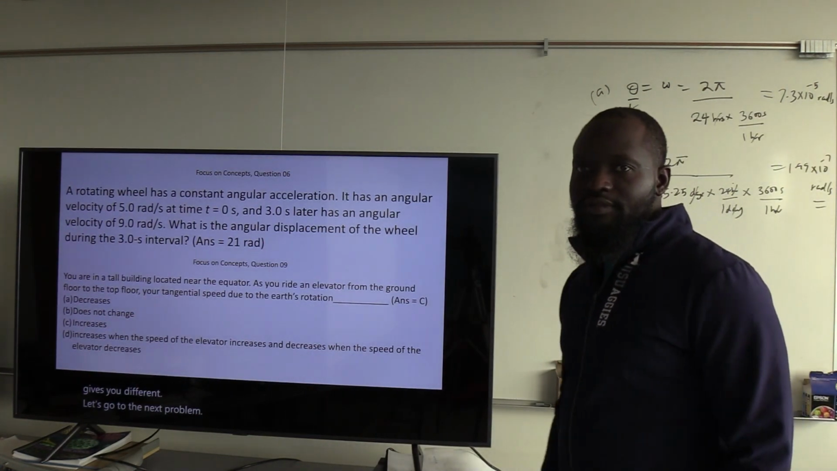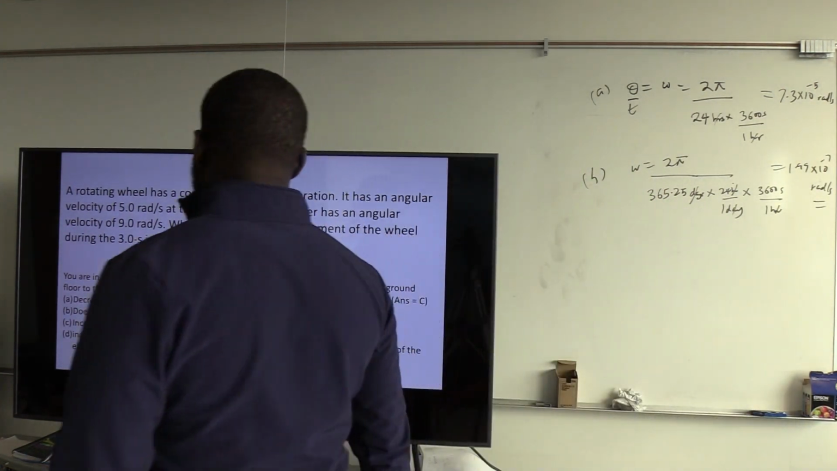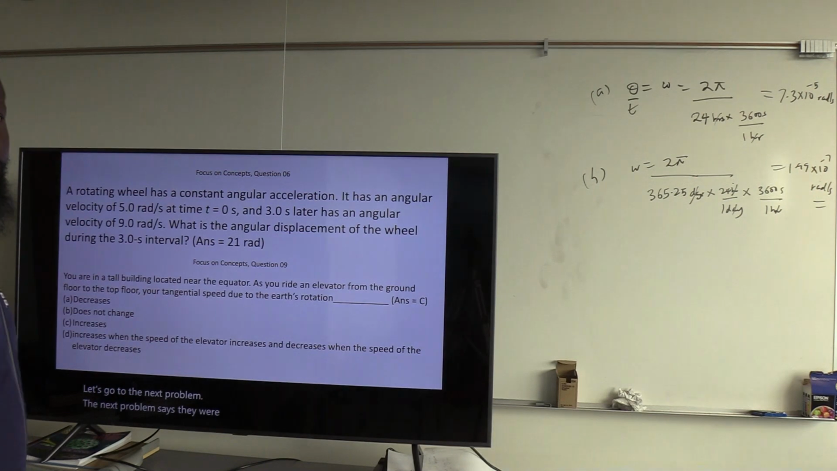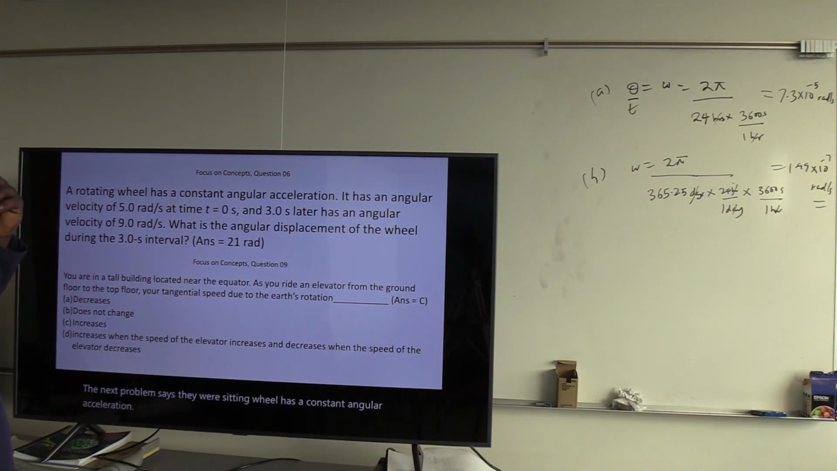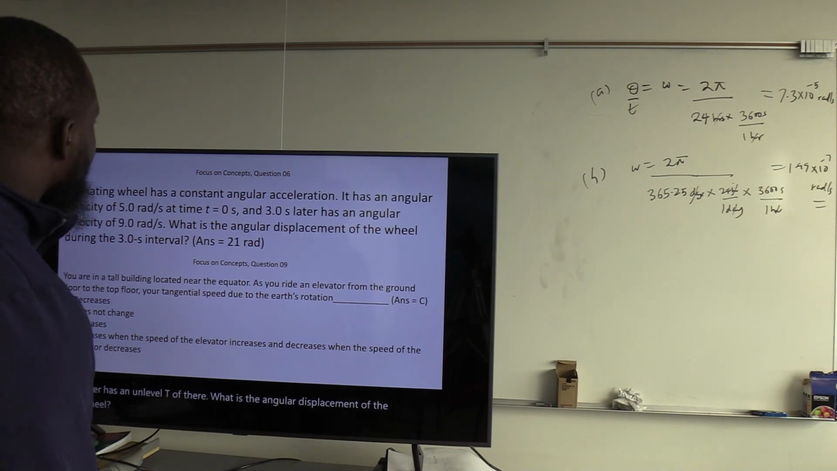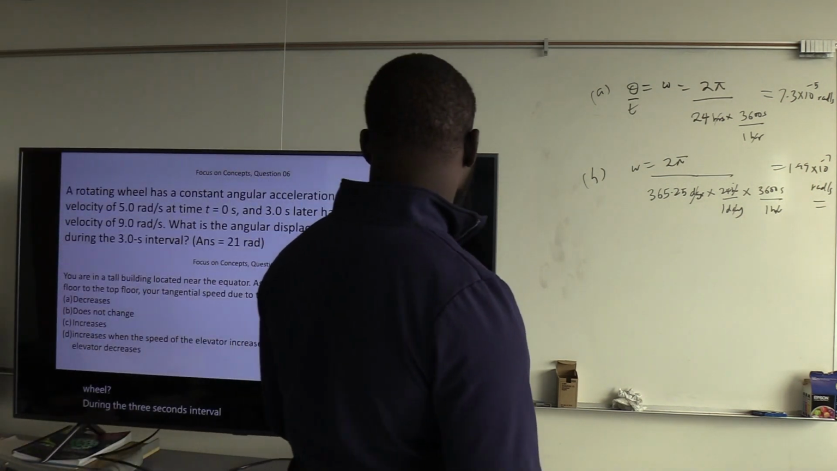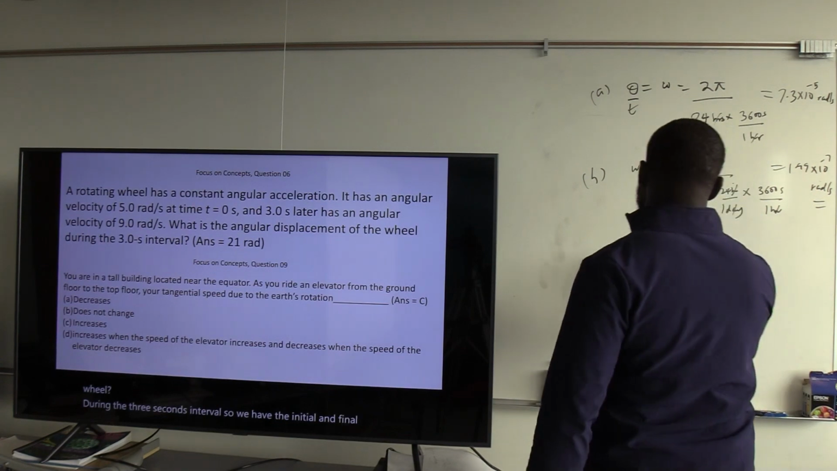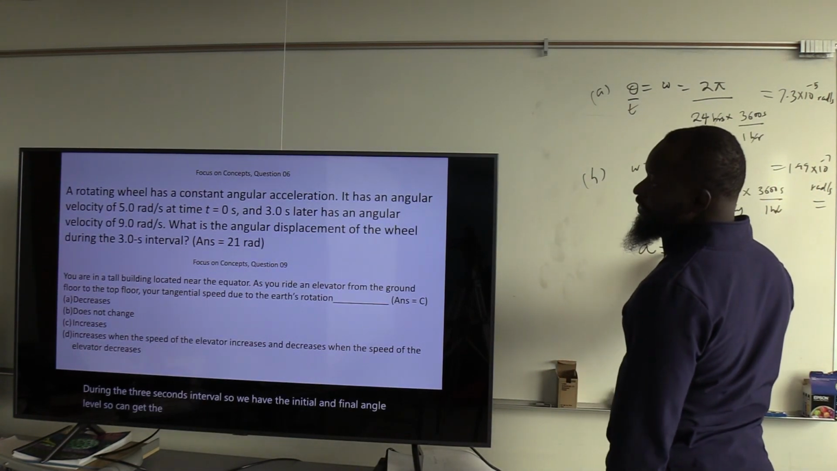So the next problem says the rotating wheel has a constant angular acceleration. It has an angular velocity of that at time t equals 0, and 3 seconds later it has an angular velocity of that. What is the angular displacement of the wheel during the 3 seconds interval? So we have the initial and final angular velocity, so we can get the acceleration.